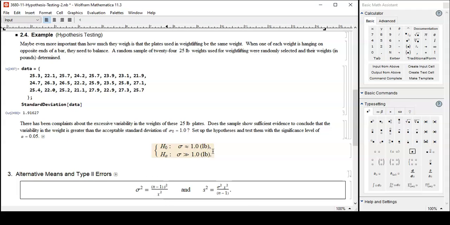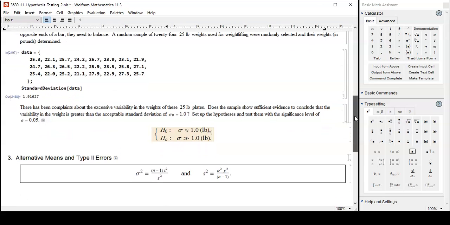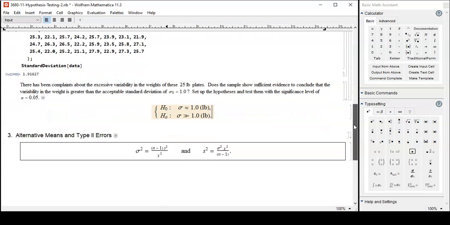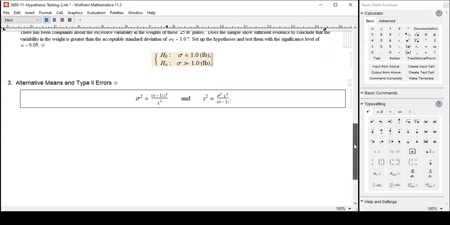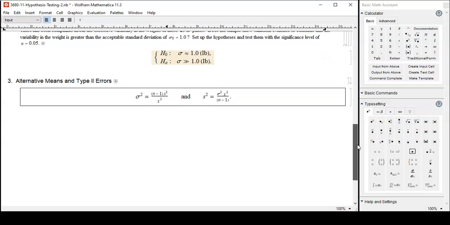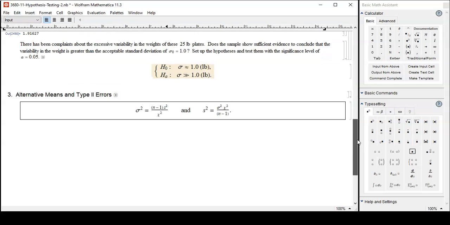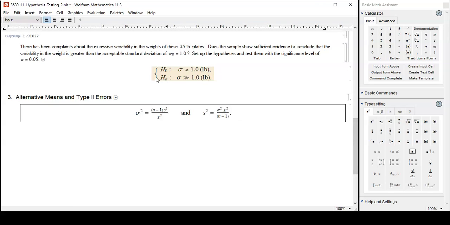All right. Now we set up. Now let's have some graphical description before going over to this. What kind of graphical description am I talking about? Well, the null hypothesis tells me sigma is supposed to be about 1 pound. Okay, that's sigma 0 of 1 pound.